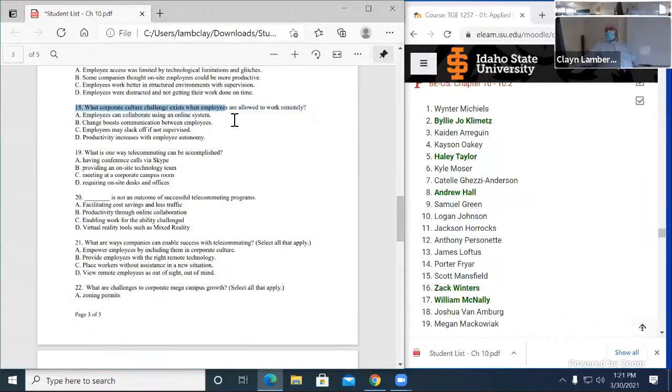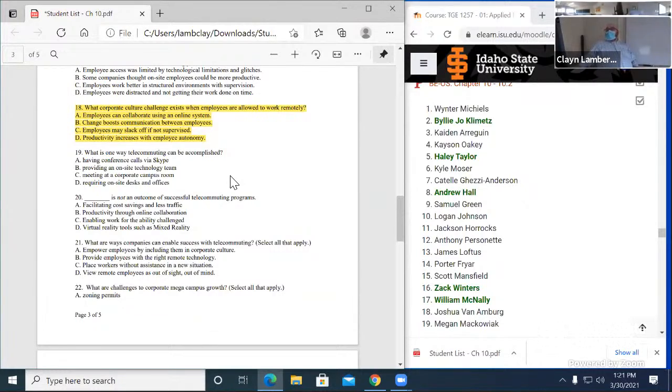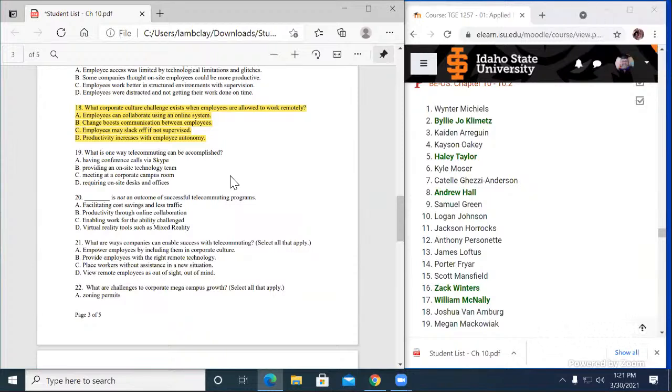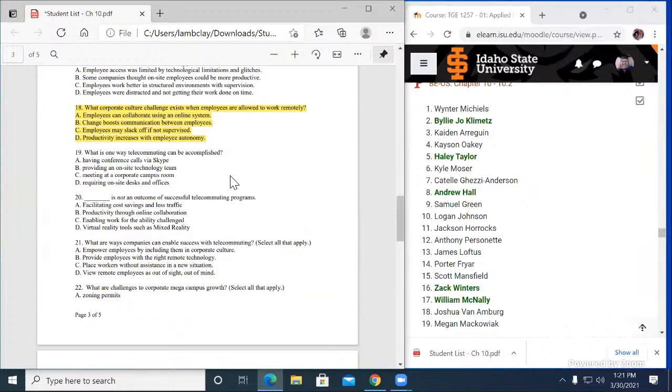It says, what corporate culture challenge exists when employees are allowed to work remotely? And I said C, employees may slack off if not supervised. Okay. That is very, very much true. What does that suggest, though, about the corporate culture, if C is a very big problem? People are lazy and not motivated. They're gonna get a paycheck no matter what. If they do nothing, they'll get a paycheck. If they do something, they'll get a paycheck.